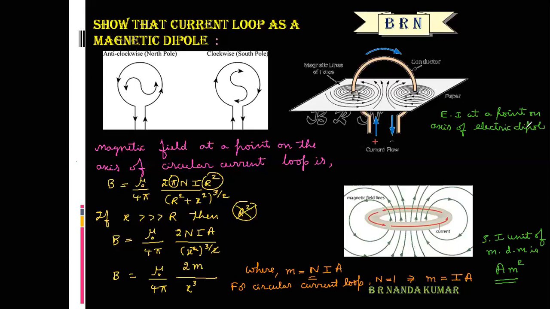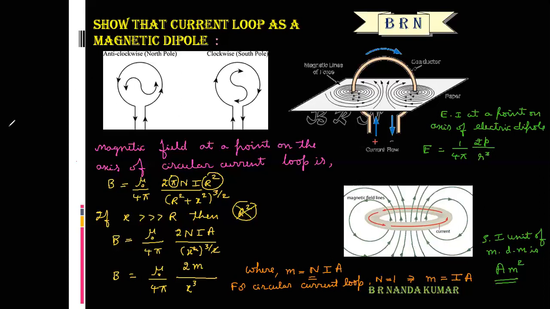Electric dipole. Electric intensity at a point on the axial line of an electric dipole, E, for a short electric dipole, that means r is much greater than a. In that case, we will get E is equal to 1 divided by 4 pi epsilon naught times 2p divided by r cube.